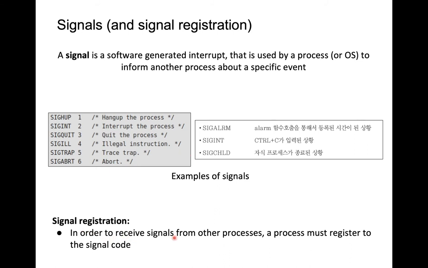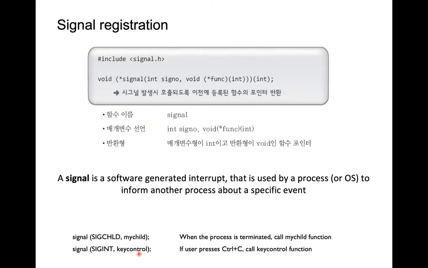In order to receive a signal from another process, a process must register for the signal. So we have the signal registration here. It requires a header file, which is signal.h, and there is something called the handler. Don't be afraid of it. We will be using it in our program, and it will not be as difficult as it looks. A signal is a software-generated interrupt that is used by a process or the operating system to inform another process about a specific event. For example, SIGCHLD: when the process is terminated, call my child function.